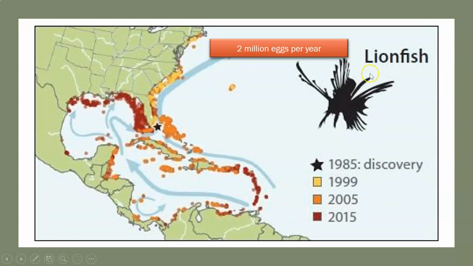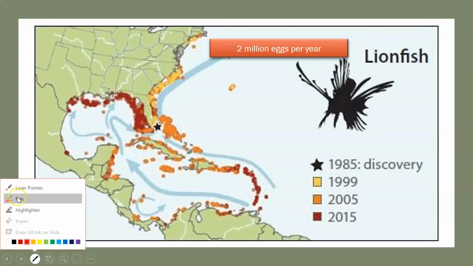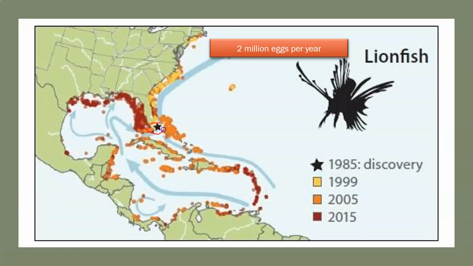Take, for example, the lionfish. You can see in this graph in 1985 they saw their first lionfish here off the coast of Florida. But a lionfish can produce 2 million eggs per year. That's going to put us solidly as an R-selected species. By 1999, they were up the coast. By 2005, they were all over here. And by 2015, they're basically taking over the Gulf of Mexico and up the eastern coast.